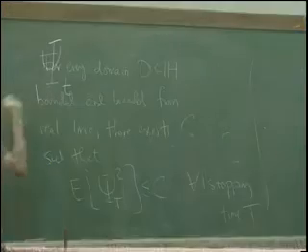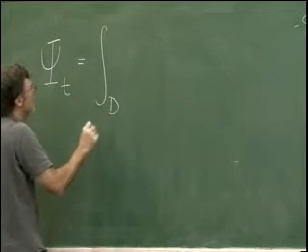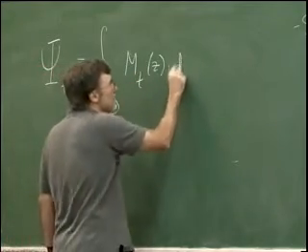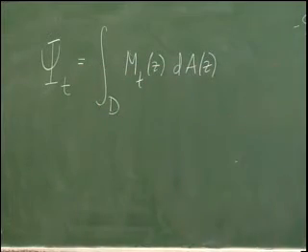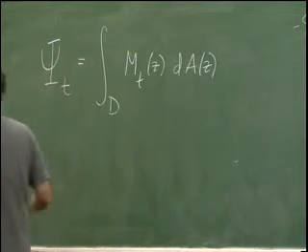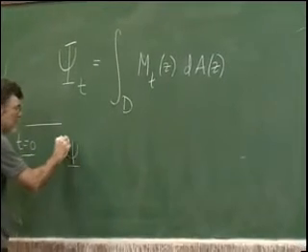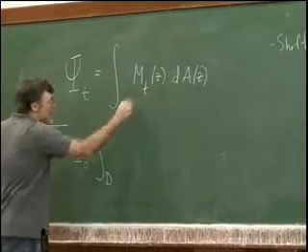C_t, which depends on D, is the integral over D of M_t(z) dA(z). Well, let's start with just time t equals 0. So at t equals 0, C_0 is the integral over D of M at time 0.